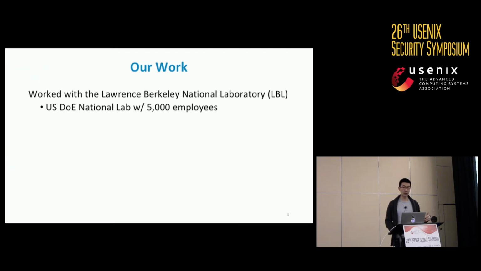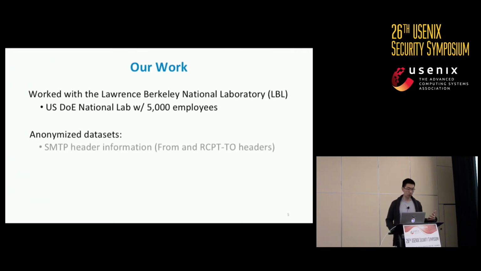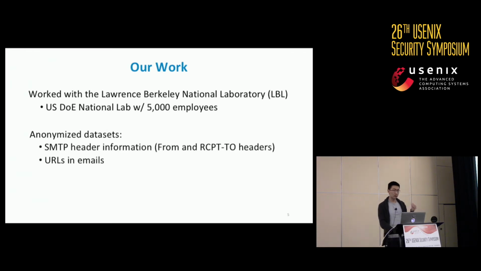So they're quite representative of a real-world, large-scale enterprise. And we leveraged a ton of data from them, all in anonymized form. I'll go into these in more detail when I describe our features. But at a high level, we have SMTP header information, URLs and emails, network traffic logs, and LDAP authentication logs. And we draw upon these in various forms to derive our features.